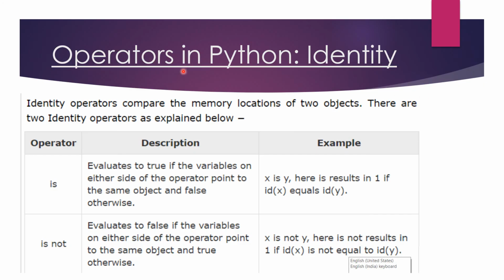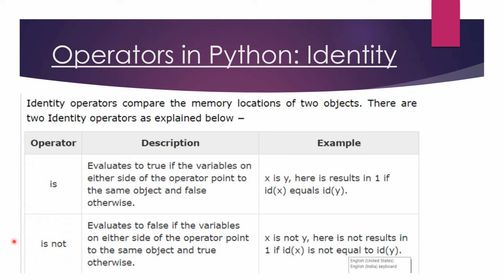Next, we come across operators in Python: identity operators. Identity operators compare the memory location of two objects. There are two identity operators as explained below. First is, it evaluates to true if the variables on either side of the operator point to the same object, and false otherwise. That means x is y results in true if id of x equals id of y, otherwise it will result as false.